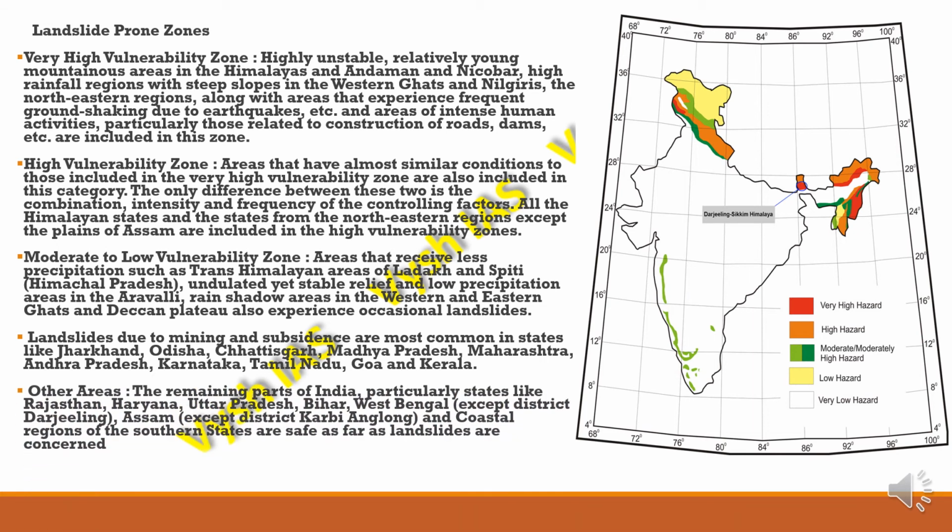So other areas will be the remaining parts of India, which include states like Rajasthan, Haryana, UP, Bihar, West Bengal, except the district of Darjeeling. Also Assam, except the district of Karbi Anglong, and the coastal regions of the southern states, which are safe as far as landslides are concerned.